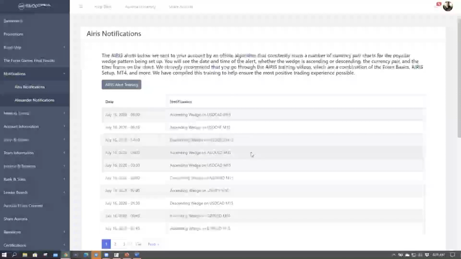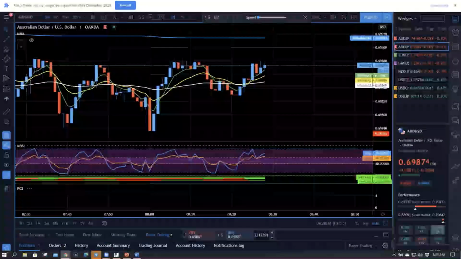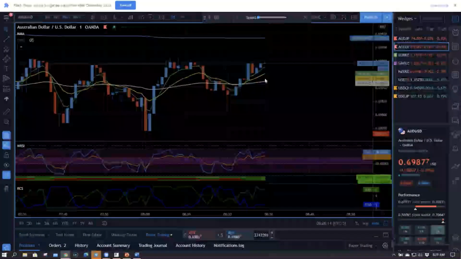If it's a descending wedge, then your A is going to be up on top, B is going to be on bottom, C is going to be on top, and D is going to be on bottom. It will flip if it's ascending. If it's ascending, you'll start with the bottom. So we're going to start with an ascending first, and then we'll do a descending one. And we've got 15 minutes to do so. So let me get to the 15-minute chart.